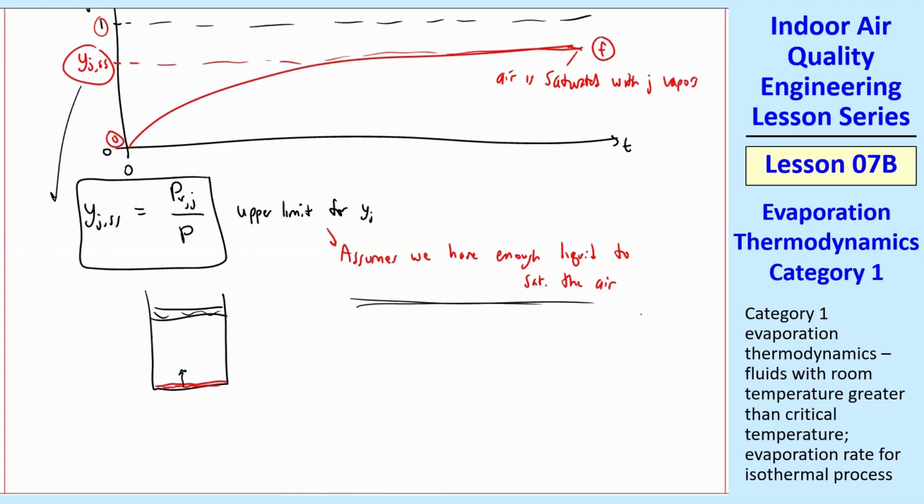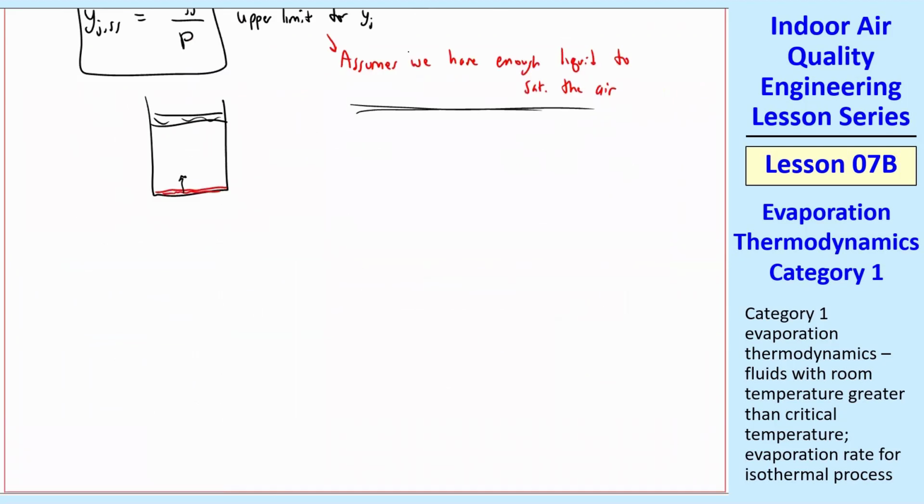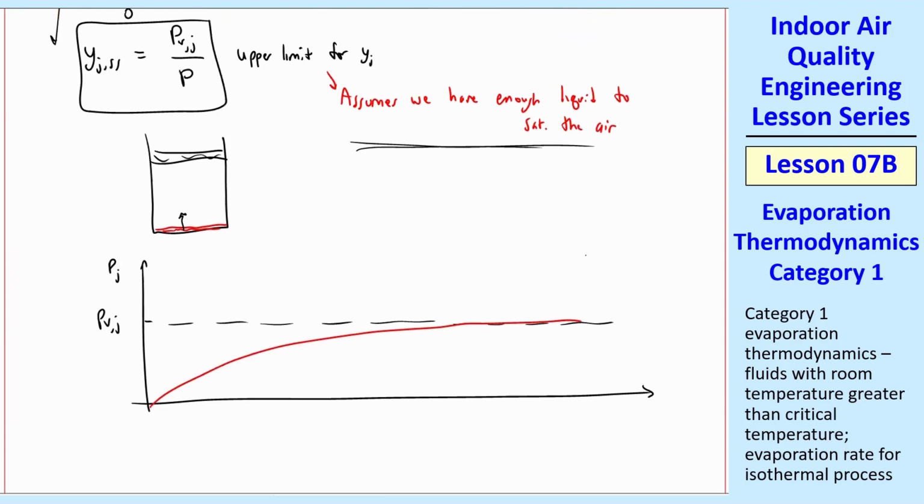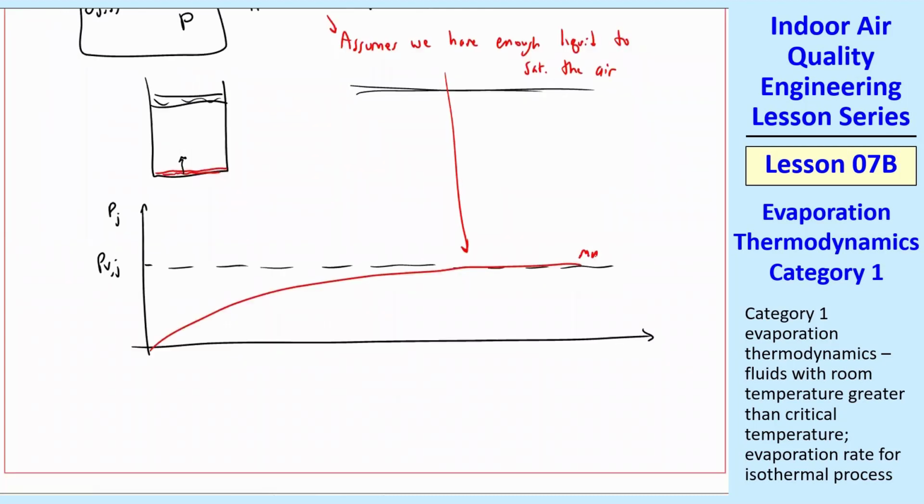But I just wanted to say that you could also draw this same sketch in terms of partial pressure Pj, and there would be a PVJ, and the curve would approach PVJ, again assuming that we have enough liquid to reach that upper limit. Pj would reach PVJ. That's the max or the final condition. This is the 0 condition, same as the previous diagram.